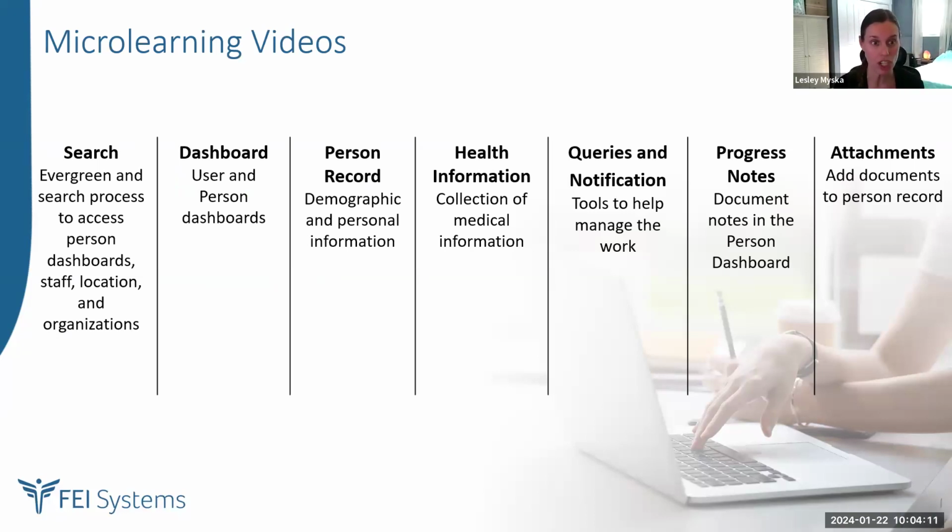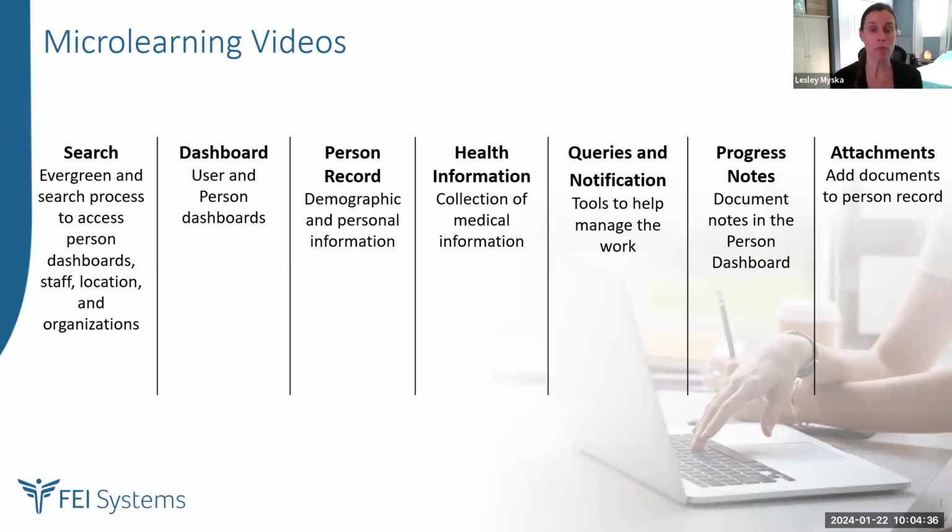There's one on search and how to do a search and how the results will get returned. What the dashboards are. There are two different types of dashboards. There's the My Dashboard, which is your user staff dashboard. And then there's also a dashboard associated with every single person that we serve in their person record. And so that microlearning will cover the differences between those and how you can find those.